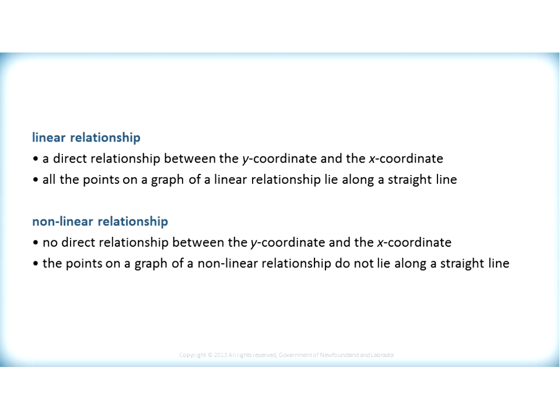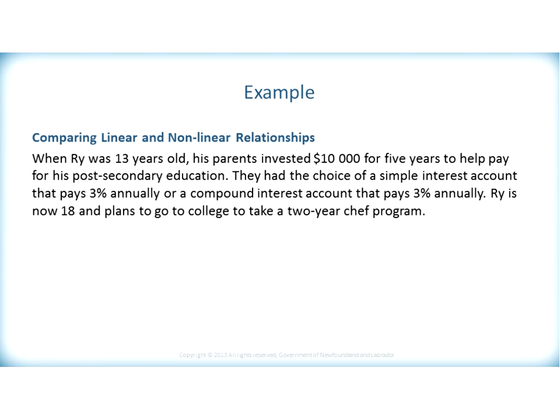A non-linear relationship is one where there is no direct relationship between the y-coordinate and the x-coordinate. The points on a graph of a non-linear relationship do not lie along a straight line. They may approximate it, but they're not going to be exact. So we're going to compare linear and nonlinear relationships.